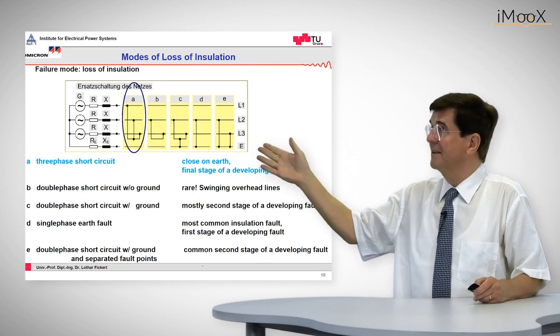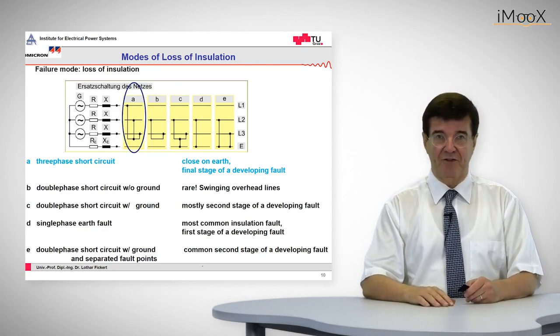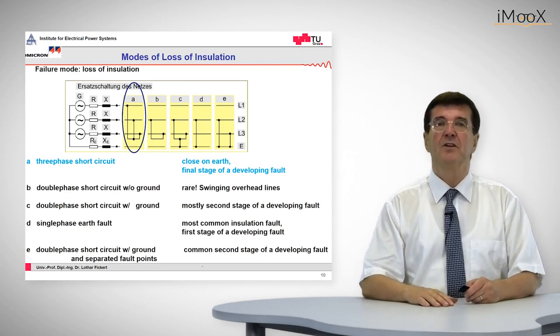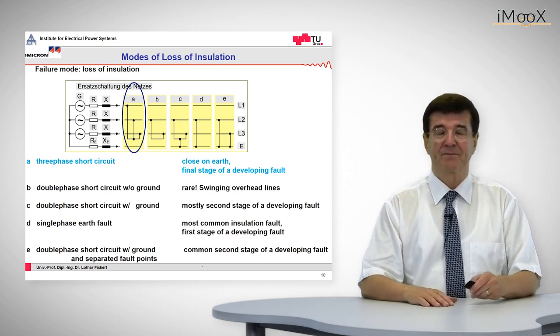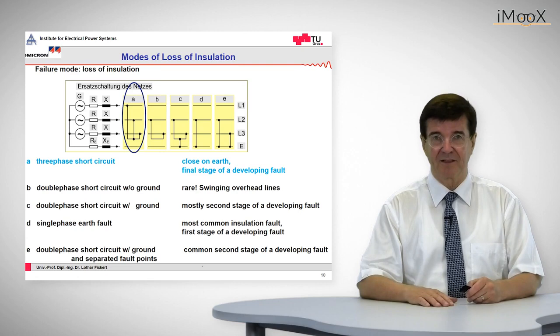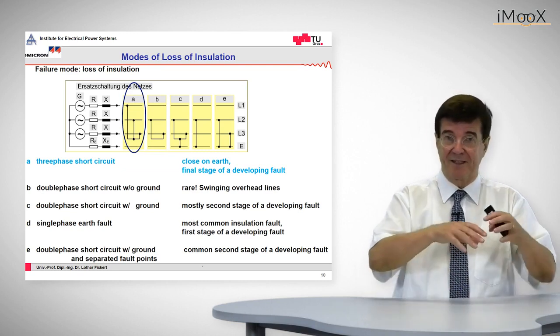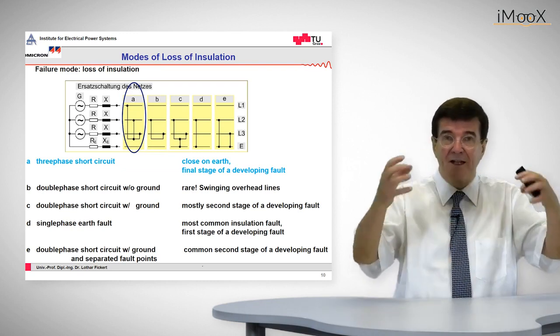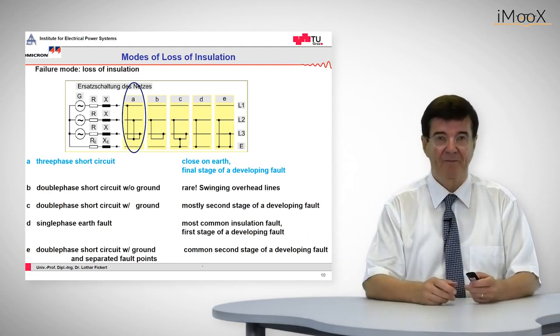So let's start with fault class A, which is the three-phase short circuit. This is the easiest one to calculate, but in reality it is very rare. Three-phase short circuits normally occur only either by closing on ground, that is a switching error, or at the last stage of a developing fault. A developing fault starts as a single or double phase fault and the arc burns until the whole thing ends up as a three-phase fault.